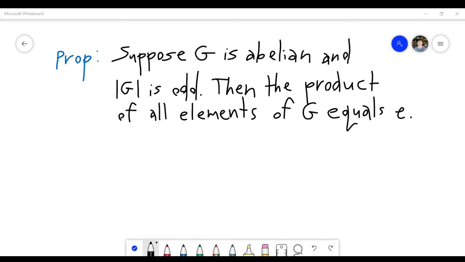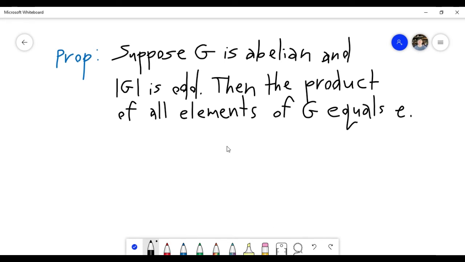Okay, so in this video, I would like to prove that if G is an abelian group, and if the order of G is odd, then the product of all the elements of G has to equal the identity. So initially, this might seem like a confusing statement, and it might be hard to know exactly where to get started. But it is easier if we think a little bit more about the elements of G.